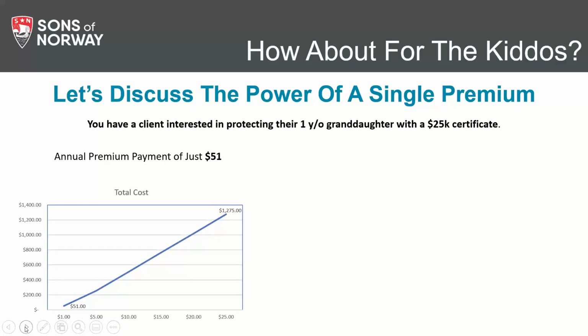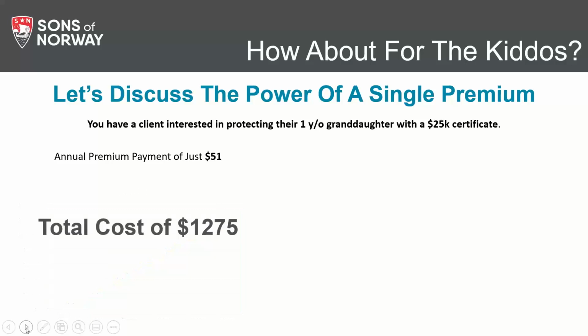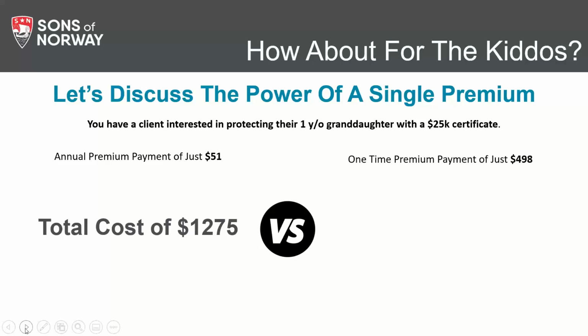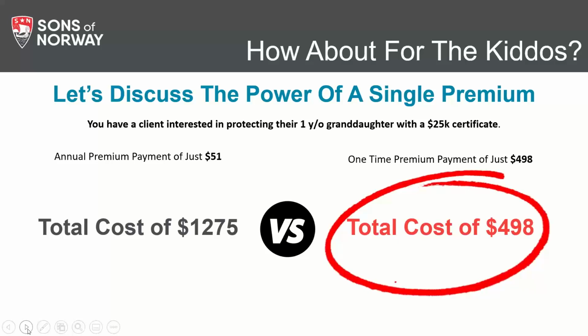That translates over the course of the entirety of its lifespan to $1,275 over the entirety of this policy. Not bad. It really isn't. For them to be protected for all those years for $1,275, very reasonable. I'd be happy with that. However, for a one-time payment of just $498, they could protect that granddaughter for the entirety of their young life up to the age of 26, having a $25,000 certificate for a one-time payment of $498.